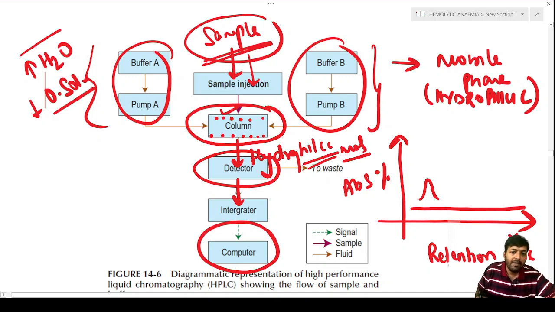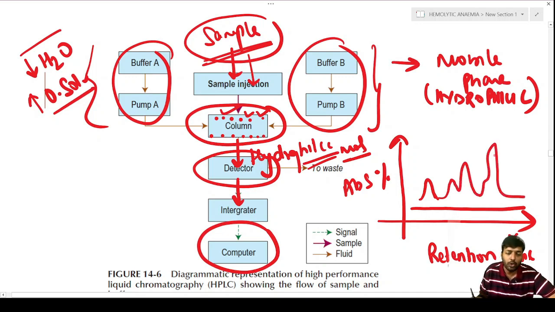Similarly, after all the hydrophilic material has come in, we are going to reduce the amount of water in the buffer and increase the amount of organic solvent. As a result, by changing the concentration of the solute inside the buffer solution, all the hydrophobic material which was stuck with the silica gel will come on later. Then we will have different peaks on the chart for different molecules. Over here, for example, this was molecule number 1, molecule number 2, molecule number 3 and this is molecule number 4.